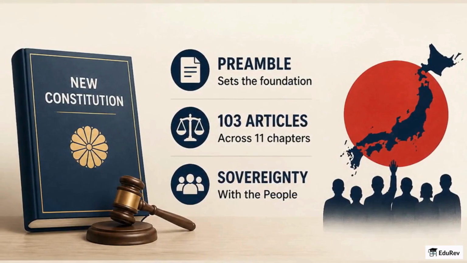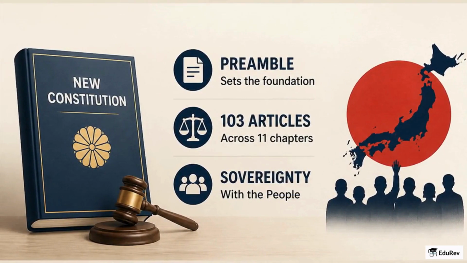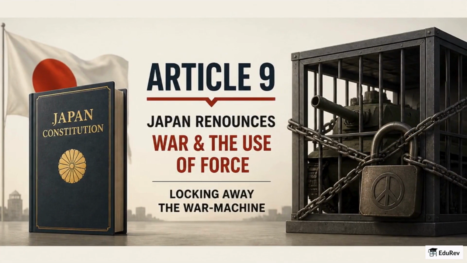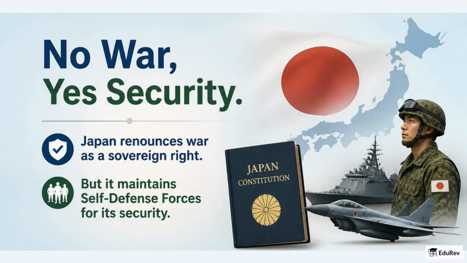Think of the new constitution as a fresh rulebook. It has a preamble and 103 articles across 11 chapters, clearly written to put sovereignty with the people rather than the emperor. One striking clause is Article 9, where Japan renounces war and the use of force as a sovereign right. Imagine legally locking away the old war machine to prevent a return to militarism. That renunciation does not mean Japan has no means of defense. Instead, the state maintains self-defense forces for security, a nuance often tested in exams.